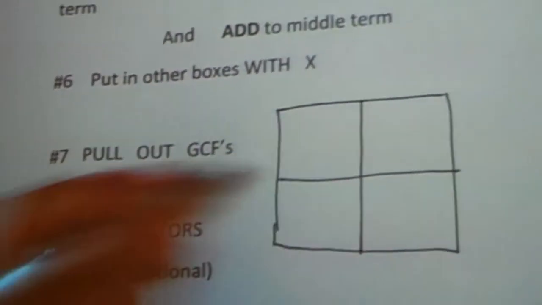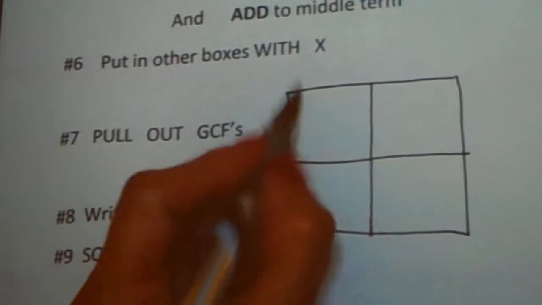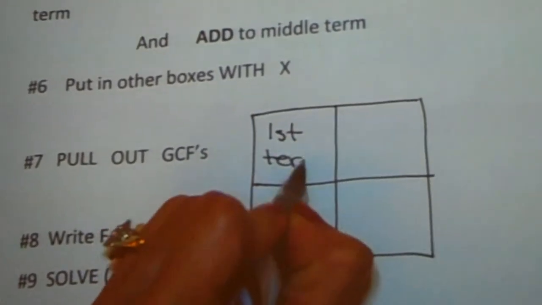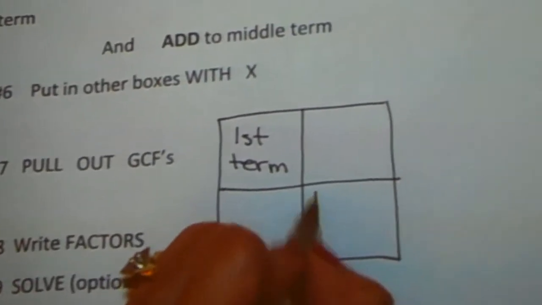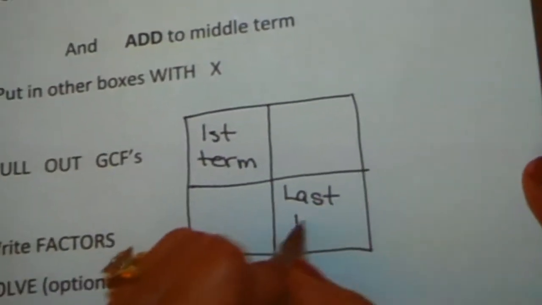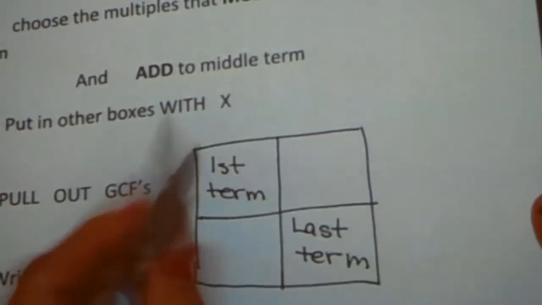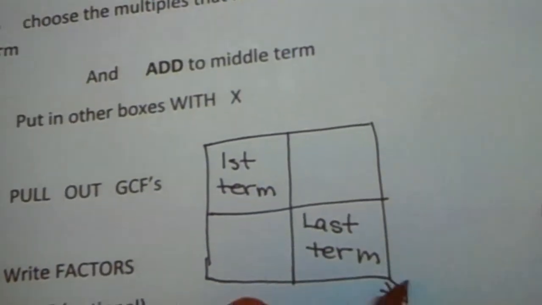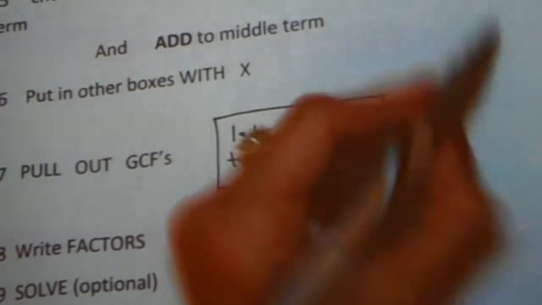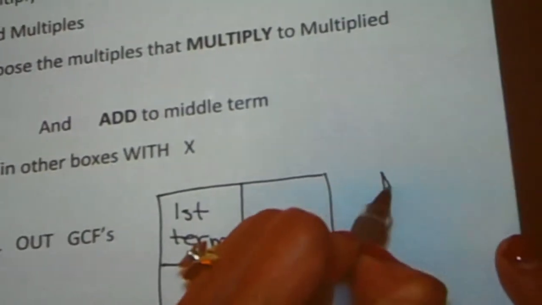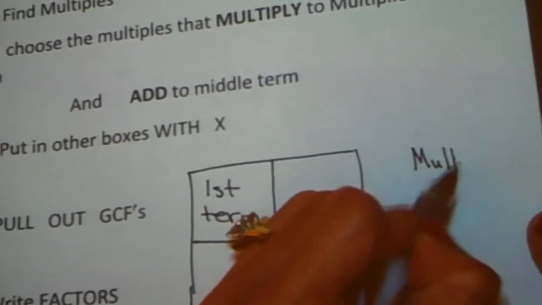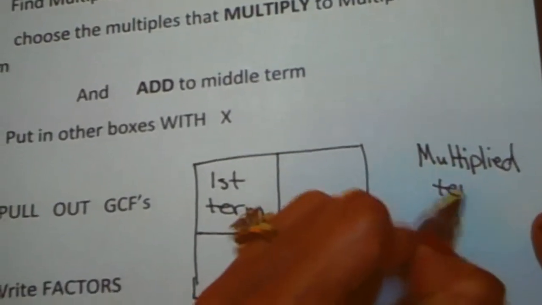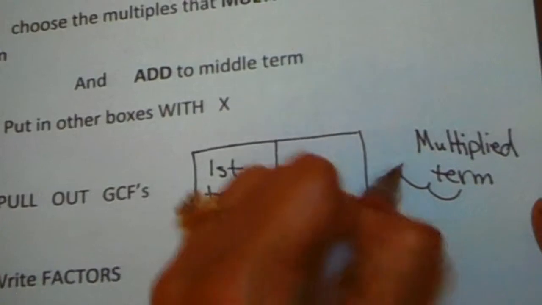Okay, here's a box. Inside this left box, the top one, I want you to write first term. I know nothing makes sense right now, but this is what you'll refer to in a little bit when we take notes. That says first term. This says last term. This is a diagonal arrow coming back up here. This is multiplied term.